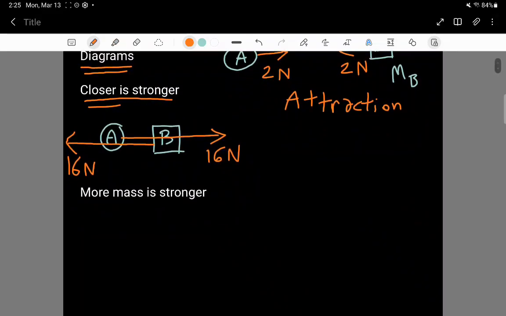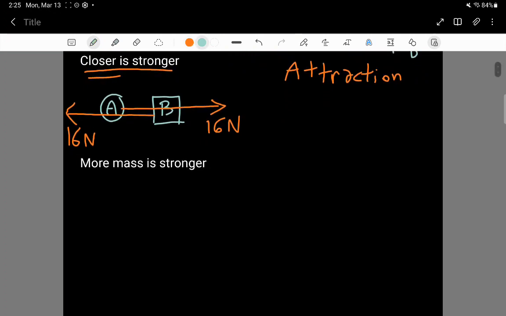Also, what if A was actually a bigger piece of material? Let's say A is something similar to the Earth, and let's put object B close or somewhere. So here is object B.